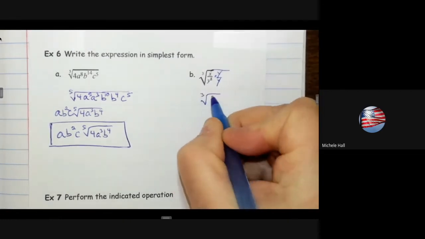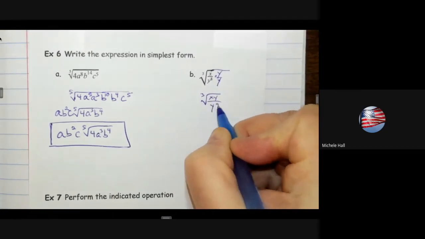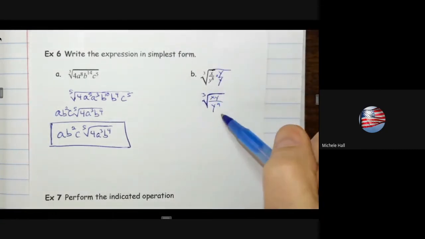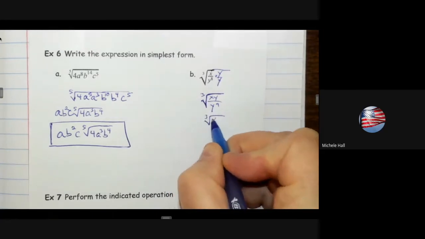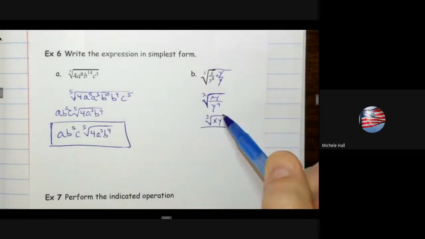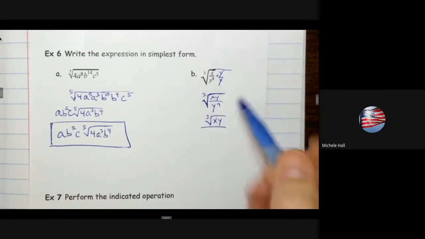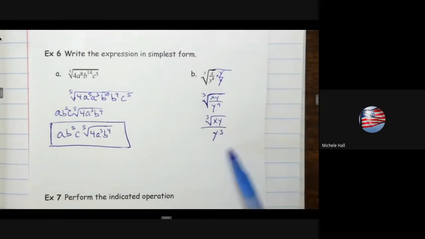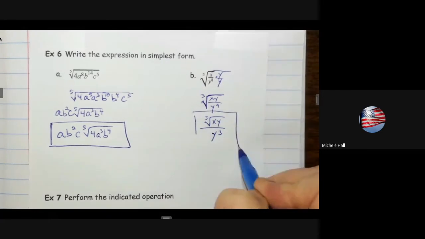Cubed root of xy divided by y to the 9th. Now we're ready to take that cube root. We have the cubed root of xy divided by, what is the cube root of y to the 9th? Well, divide by 3, and we get y cubed. The denominator has been rationalized with no radicands left in the denominator.